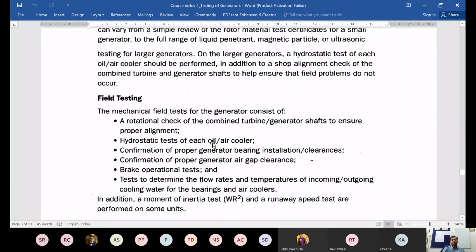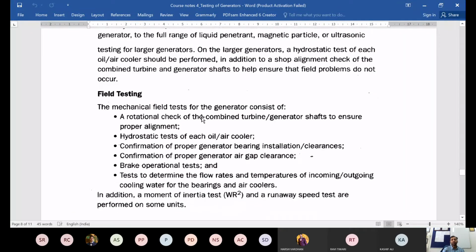And then there can be some field tests, which are basically an extension of these. Mechanical field tests for the generator can consist of the following, like a rotational check of the combined turbine and generator shafts to ensure proper alignment. This is recommended for every generator, whereas the factory alignment check was only for large generators.